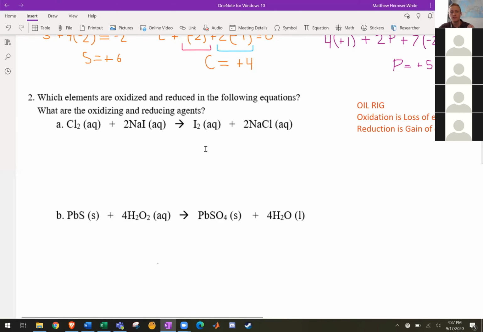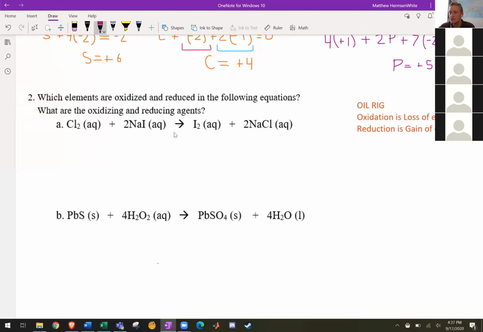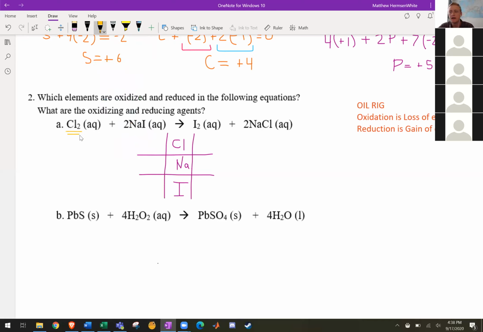So to figure out which are oxidized and which are reduced, we need to find the oxidation numbers. So let's do A together, and then I will let you have an opportunity to try B on your own. I like to write down under the arrow each of the elements on both sides, almost like we were balancing, but rather than balancing, we're finding the oxidation numbers. So on the left here, we have chlorine, and it is by itself. Therefore, what is the oxidation number of chlorine?